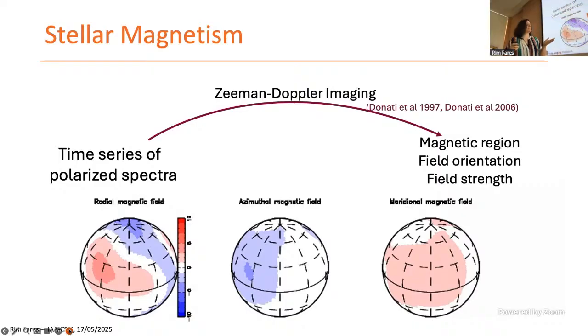This technique has its limitations. So small scale fields can cancel out and you don't have their signature in the polarization spectra. But what you can do at the end, this is an example of the reconstruction. You reconstruct the largest scale magnetic field. So dipolar, octupolar, multipolar, but larger scale. This is an example here in the radial field component, the azimuthal field component, and the meridional field component. And you go from the time series of polarized spectra to knowing the magnetic field of the star without really being able to map it or image it directly.